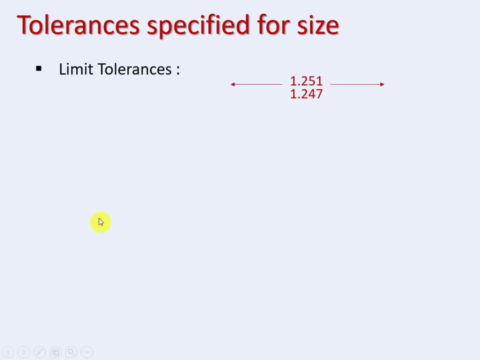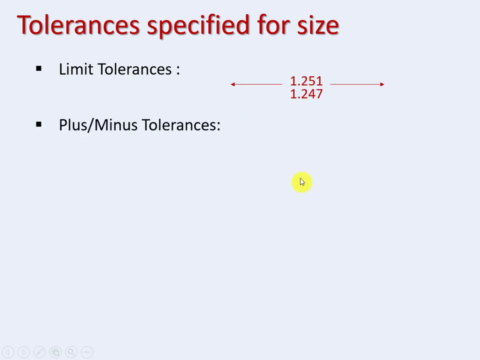Guys, how can we write the tolerances? We have the first example, limit tolerance, by writing the limits, the upper limit and the lower limit. So for this length, the dimension is 1, maybe the basic size is 1, but the upper limit is 1.251 acceptable, more than this one not acceptable. The lower limit 1.247 acceptable, less than this number not acceptable, between these acceptable.